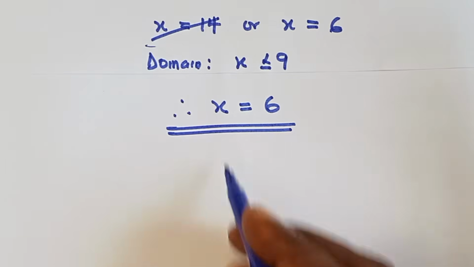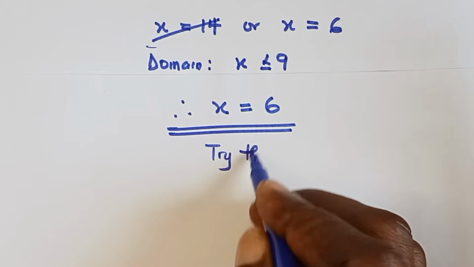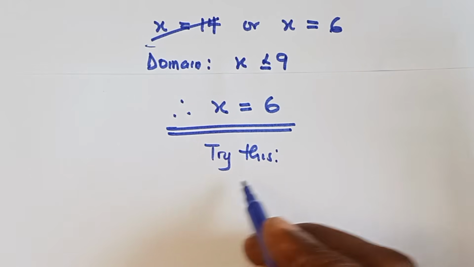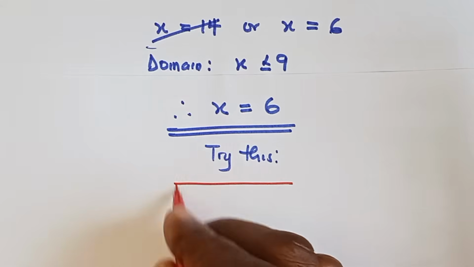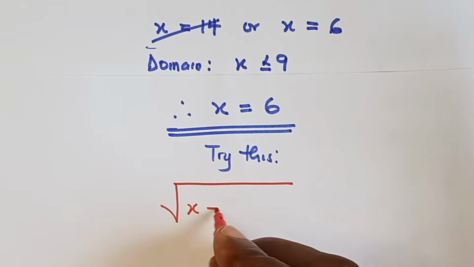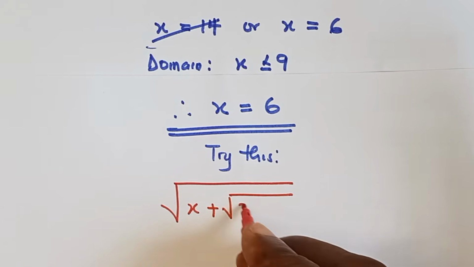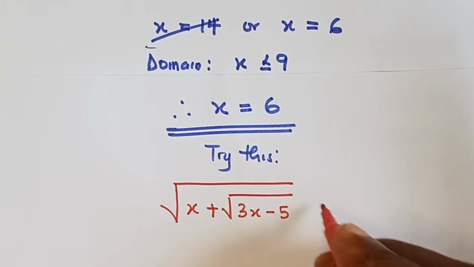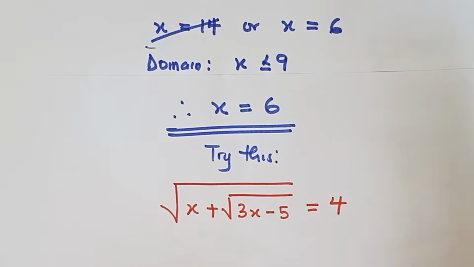All right, so let's try something very similar. Let's solve this: x plus root of 3x minus 5 equals 4. Let's solve that and write your answer in the comment section.